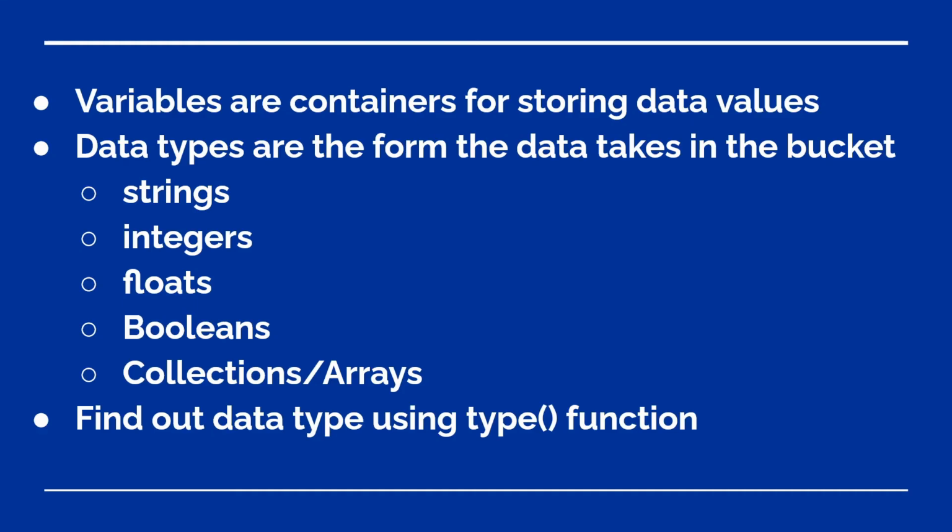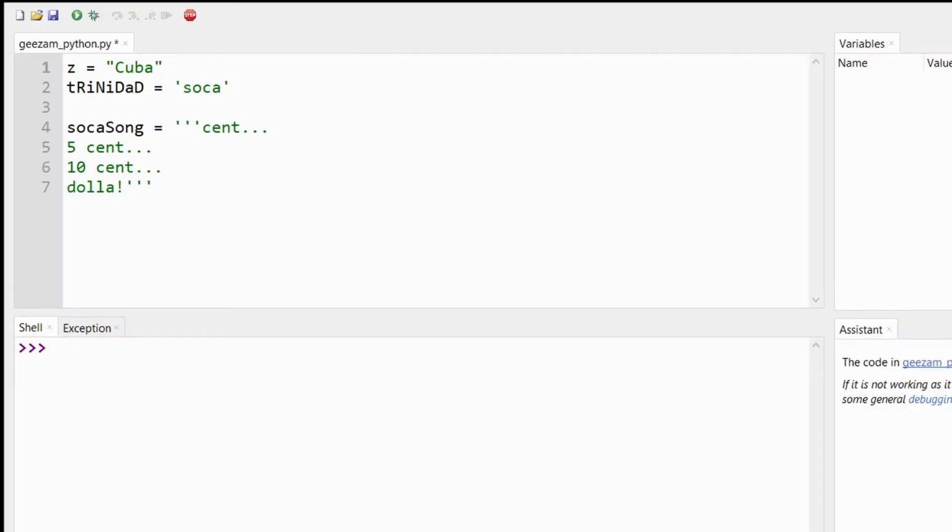Strings are text in double or single quotes, or triple quotes for multi-line strings. So from our examples above, the variable z would be a string, so would Trinidad. A multi-line string would be the soca song: cent, 5 cent, 10 cent, dollar. Shout out to all the Caribbean people. Notice the triple quotes, which can be single quotes or double quotes as long as you remain consistent.